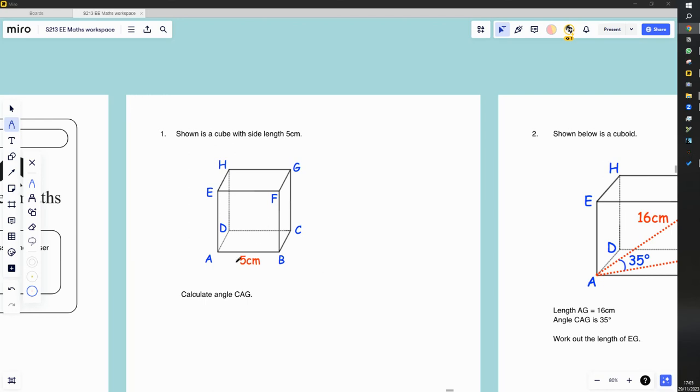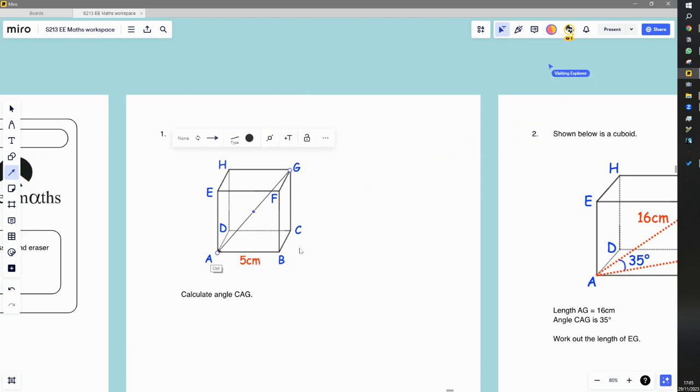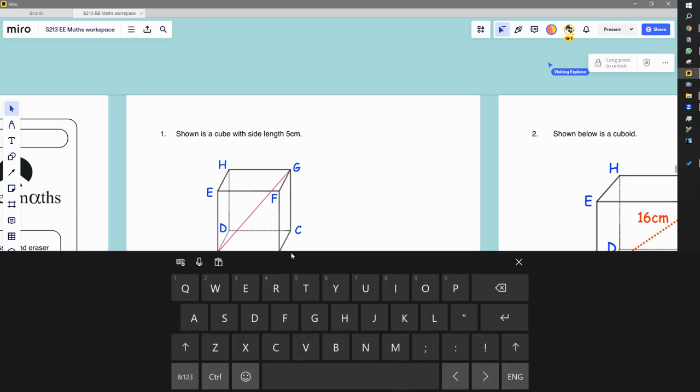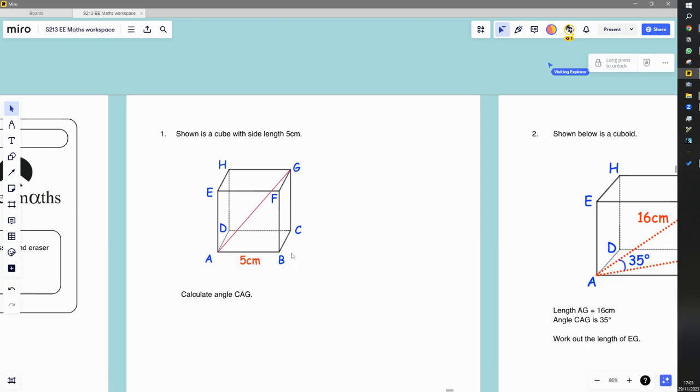So we're trying to work out the length, angle CAG. Okay, so basically if I were to draw a line from G to, so this is the angle that it's referring to. I'll do this in a different color. So from A to G and then to C after that.